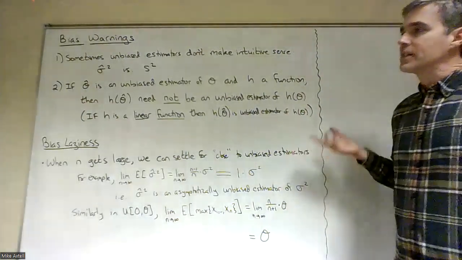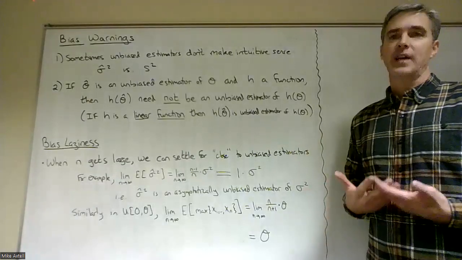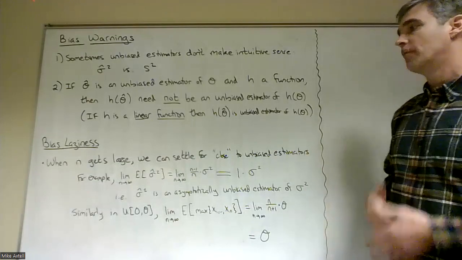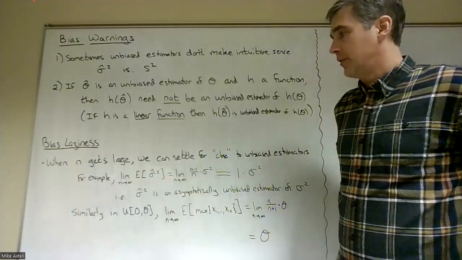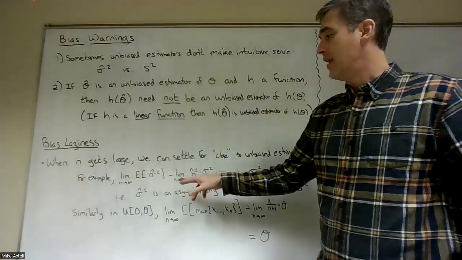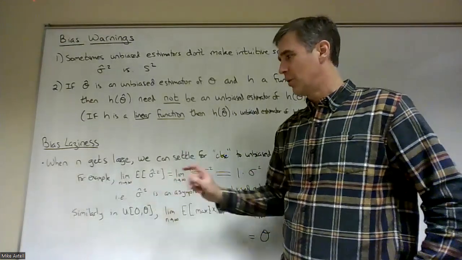All right, and then sometimes we just get lazy, okay? So if our sample sizes are getting pretty large, this unbiased thing might not matter. So for example, if I took that original guess for the estimator of the variance, then it might be good enough. So what do I mean by good enough?